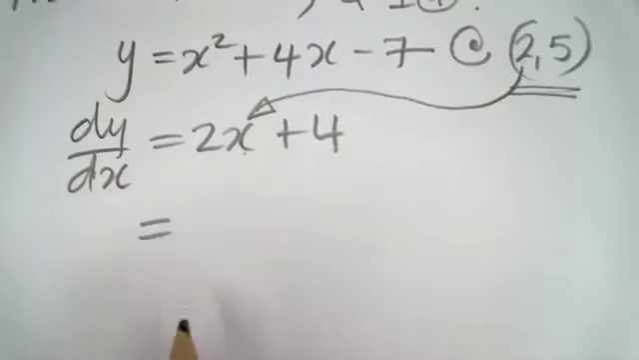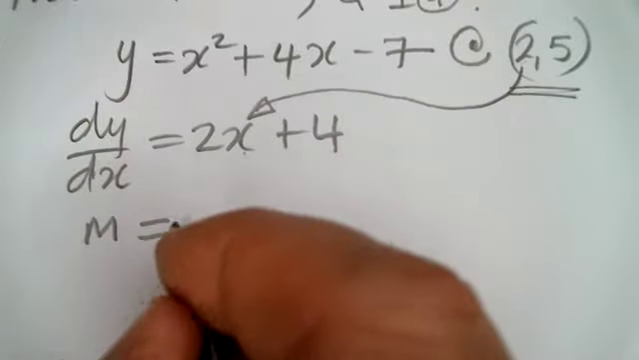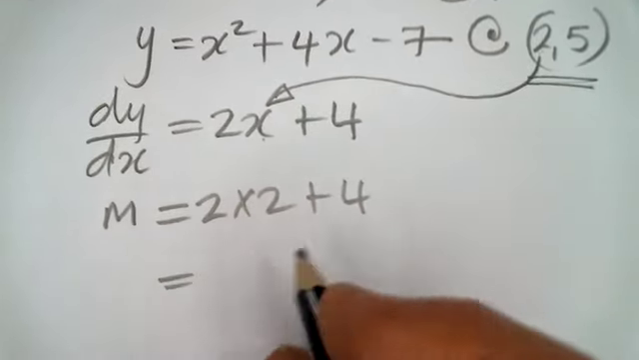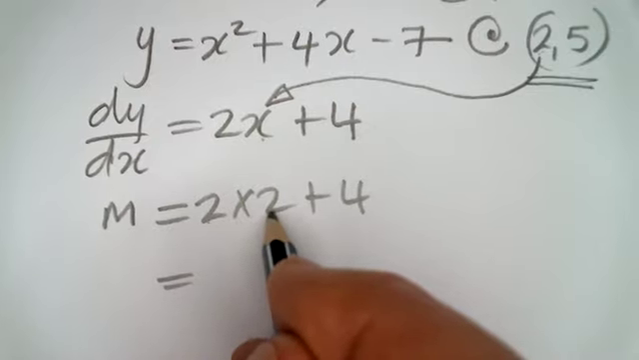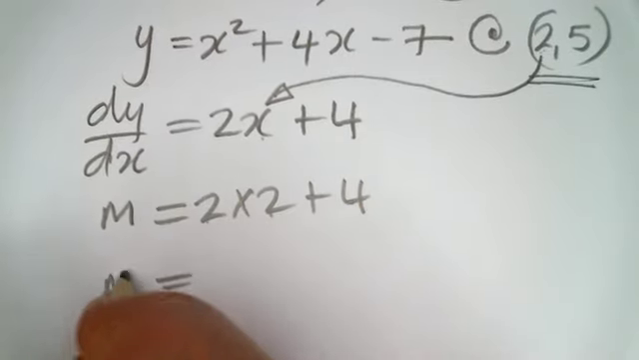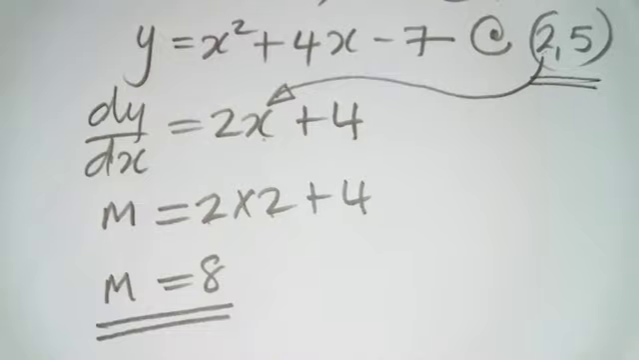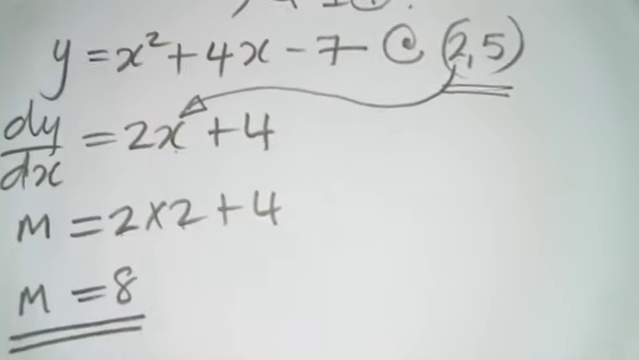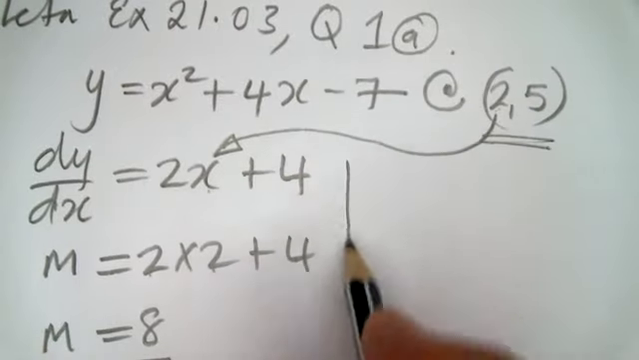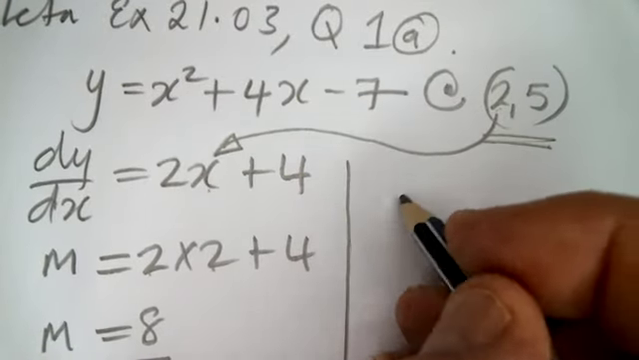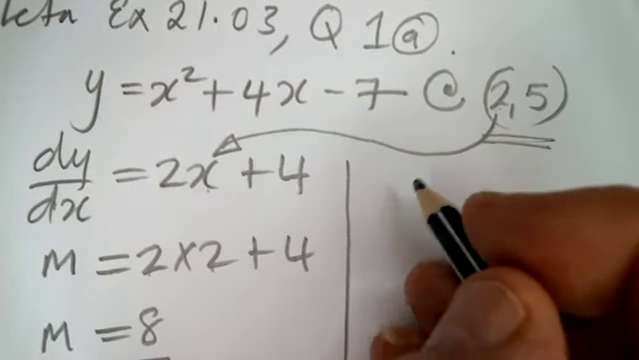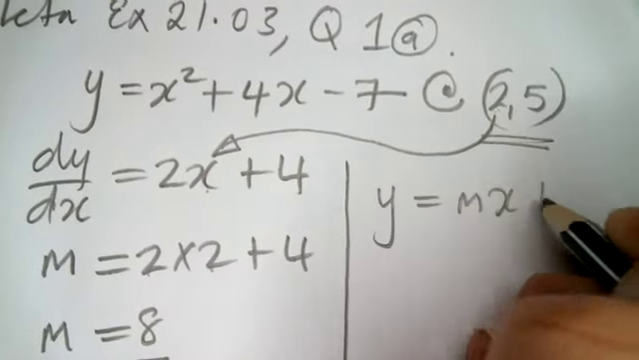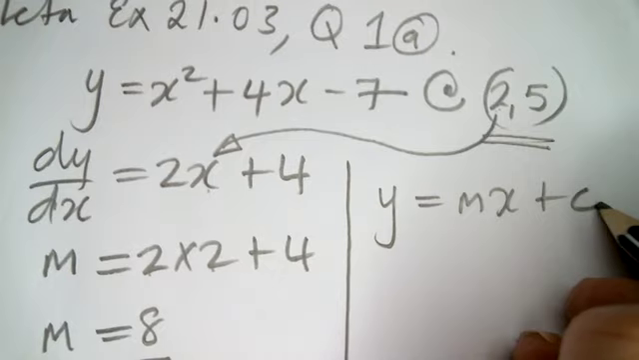So this is equal to, that is our m value, if I like. That's going to be 2 times 2 plus 4. So what have we got here? 2 times 2 is 4, plus 4 is 8. So the m value is, in fact, 8. Okay, so lots of ways of doing this. I'm just going to use y equals mx plus c, but you could use either that or the point gradient equation. So here's the gradient intercept equation, y equals mx plus c.